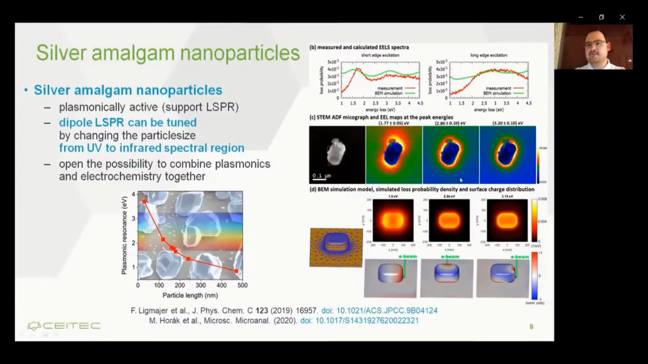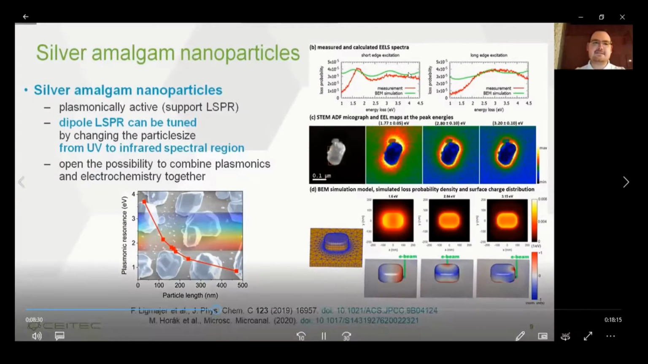The second mode corresponds to the transversal dipole mode, and it's at approximately 2.8 eV. So this corresponds to the second peak in the EELS spectra. And then we also have a third peak at 3.2 eV, which corresponds to the quadrupole mode. So we found out that these silver amalgam nanoparticles are plasmonically active. It means they support localized surface plasmon resonance.